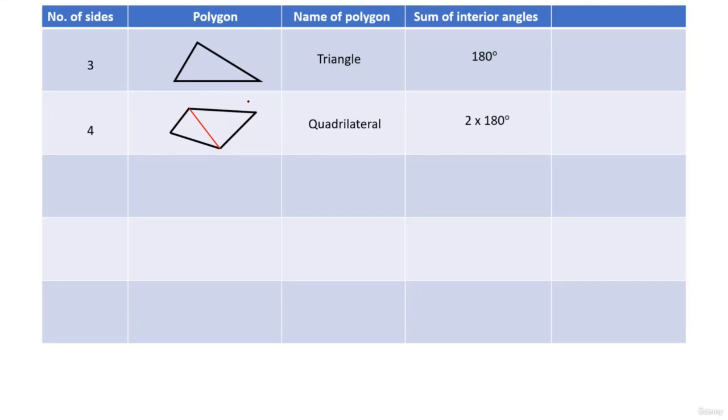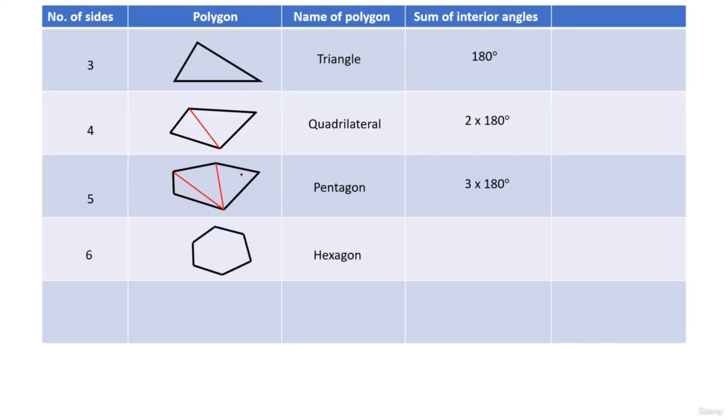Let's go on to the next category. If you increase one more side, you will have a pentagon. Again we'll do the exact same thing, we'll draw the diagonals, and you observe that now I have three triangles. एक triangle में सारे angles का sum is 180 degrees. I have three such triangles, so the sum is 3 into 180, right? Let's go on to the next part.